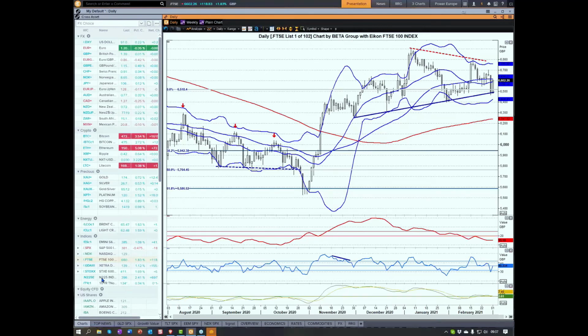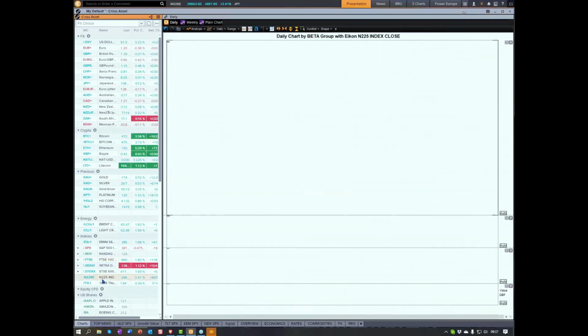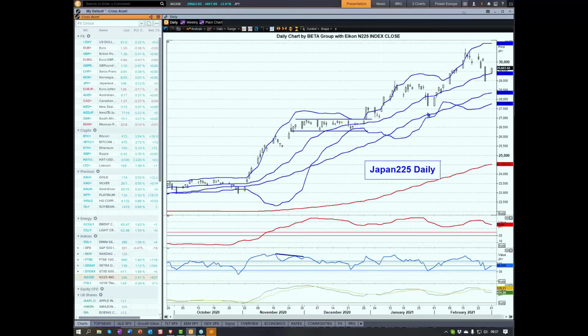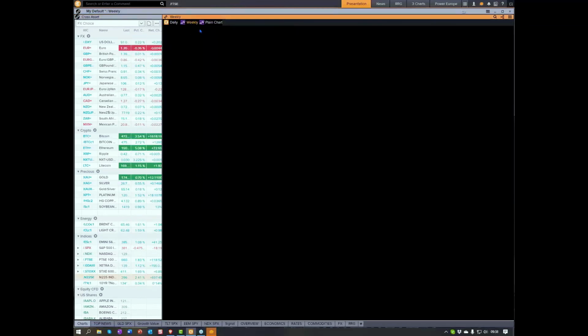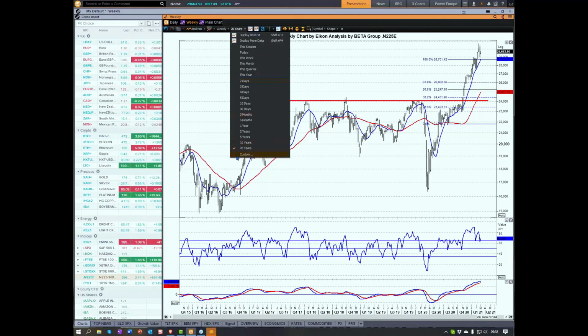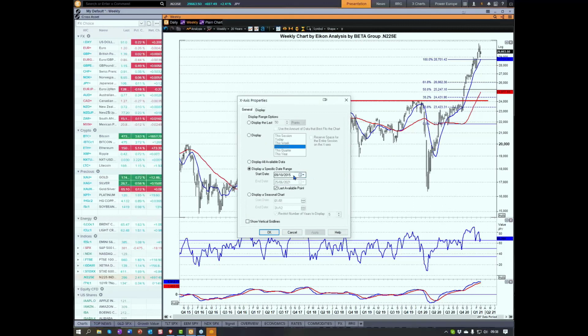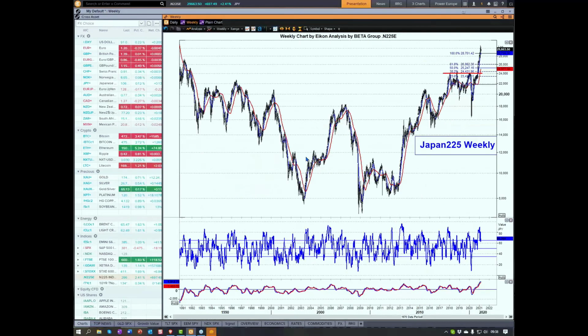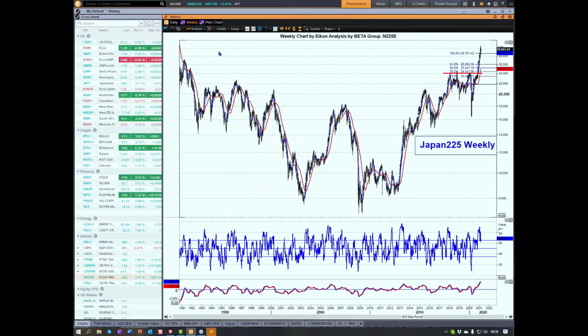Because of time, I'm going to skip straight to the Japanese index. So we had a pullback here, but I hope the weekly chart, if I show you here, not 20 years, but more like 30 years, or let's go back to 1990. Here, actually, even that's not enough. You'll see my point in a moment.